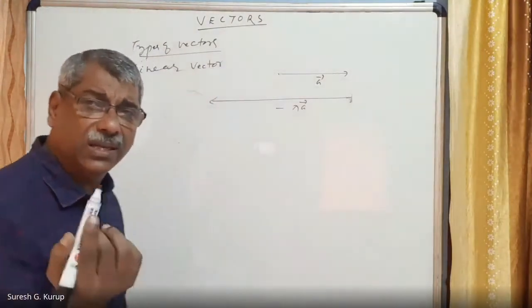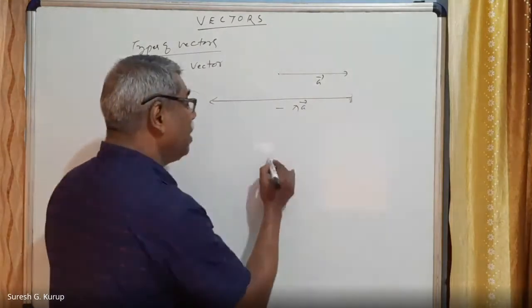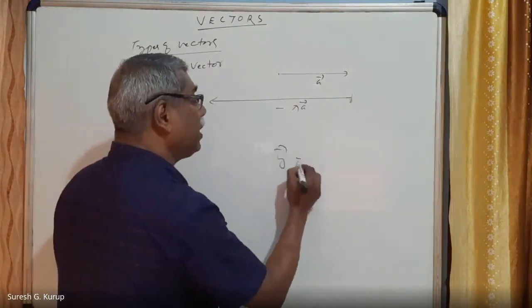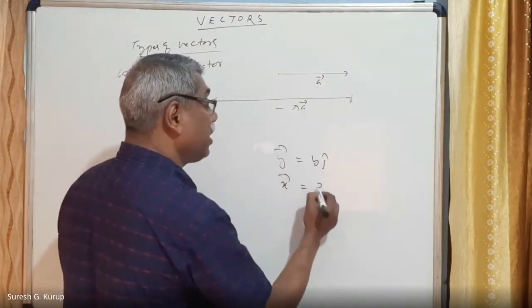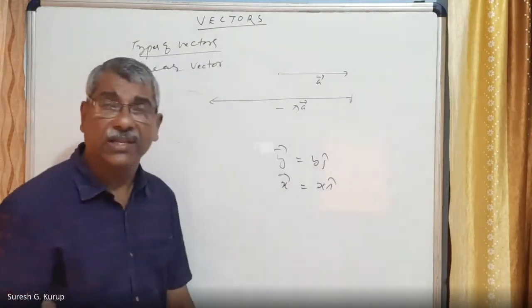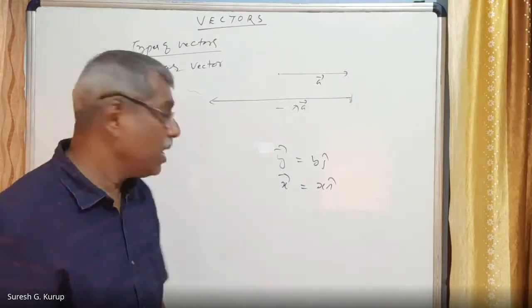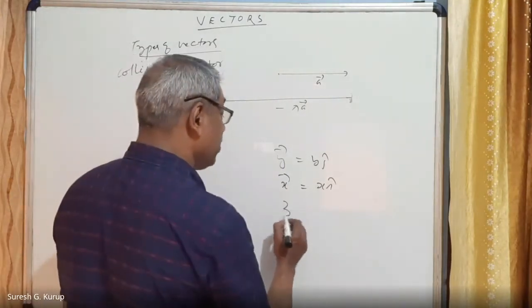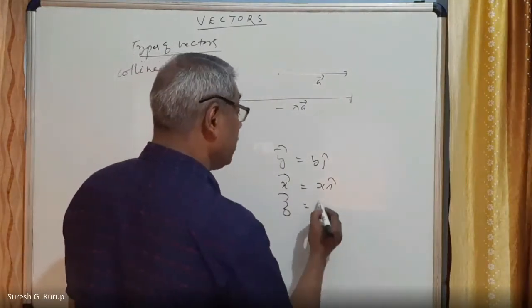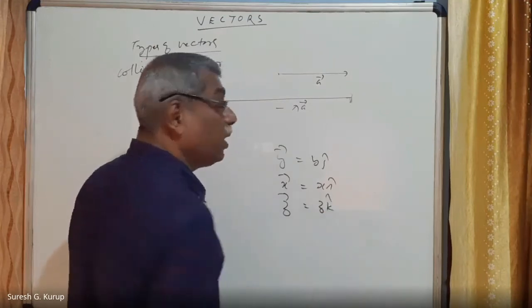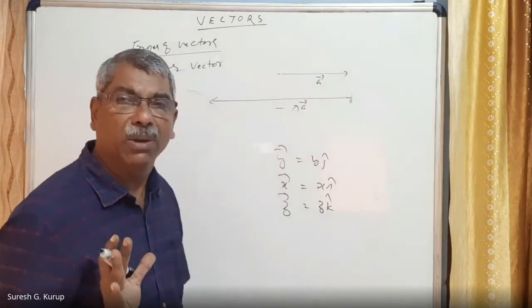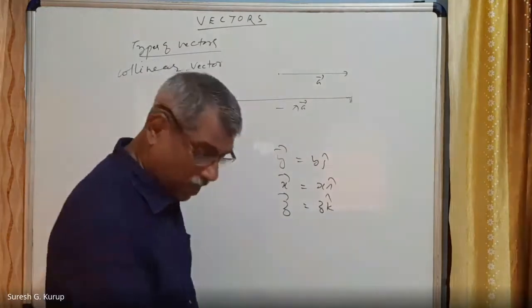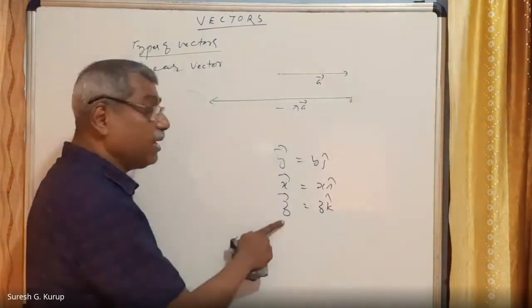When I write vector y, I can write yj also. When I write vector x, I can write xi also, because the x-axis only has this possible. When I write vector z, that is equal to z into unit vector k. So this is a very important thing you have to remember, right? The total vector lambda is on the z axis.